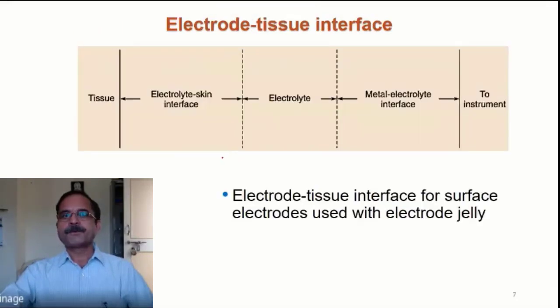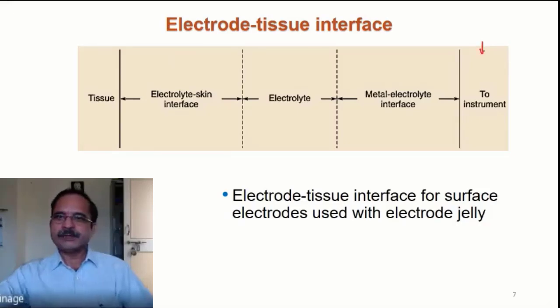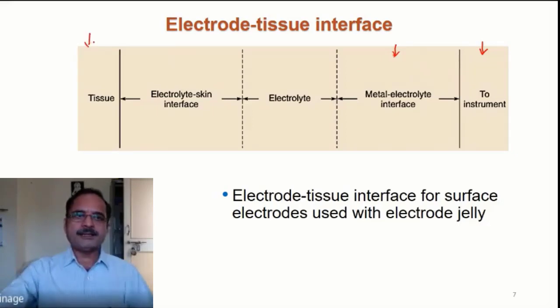Now, as we have discussed, the electrode is actually the interface between the measuring instrument and the subject. Subject means, as we just discussed, the body of the person, human being, or maybe animal. Now there are different layers in this interface. This side is the instrument. The output of the electrode is given to the instrument. So there will be the instrument on the right hand side, then there is an electrode, and on the left hand side is a tissue or some body part.